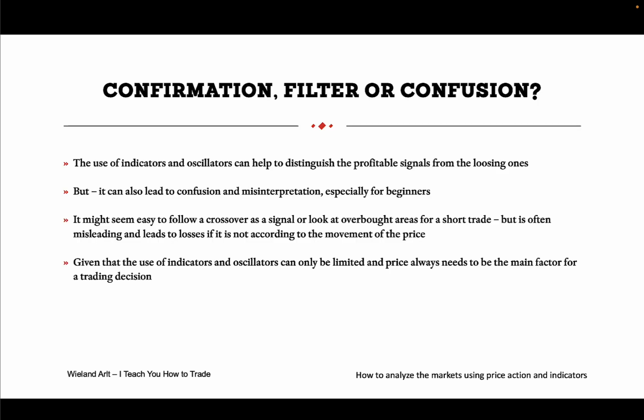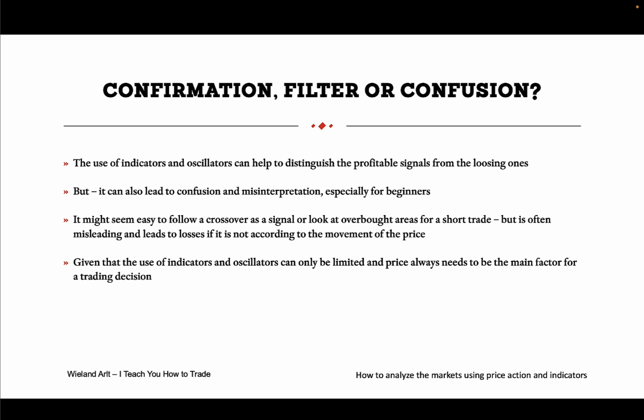So what you can do, you can distinguish profitable signals from losing ones as a filter with oscillators and indicators. But of course, and this is what we have seen in the last chart, it can lead to confusion. You can get some misinterpretation, especially if you're just starting with trading. So maybe you don't want to go with too many indicators. You would just want to choose one or two, and that's basically it.